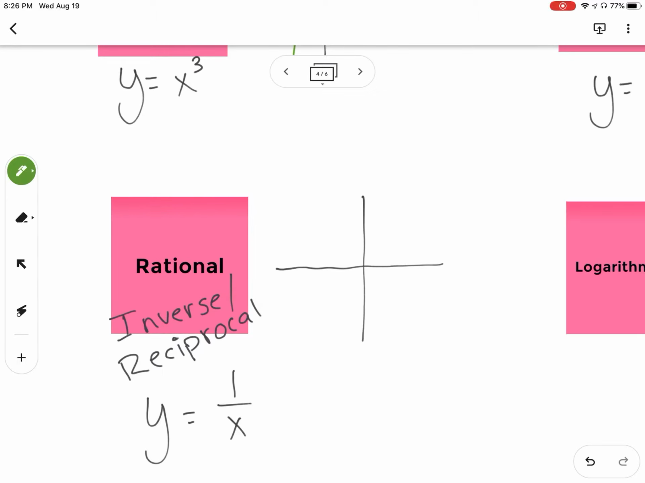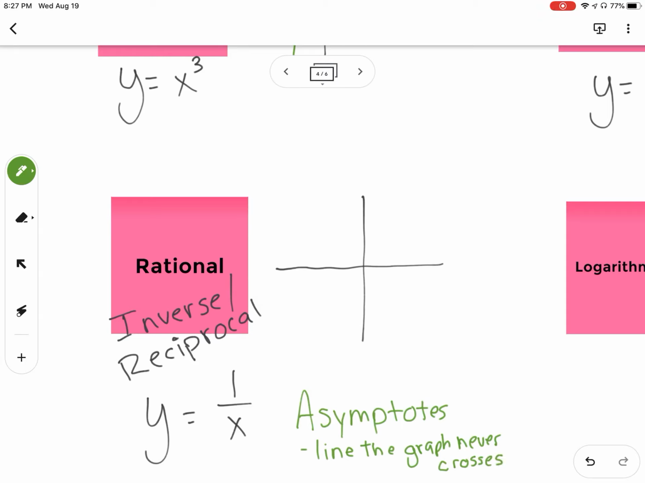This graph, this is the first one we have that has asymptotes. Alright, so remember asymptotes from algebra 2. It's a line the graph never crosses. Our last 4 functions all have asymptotes.